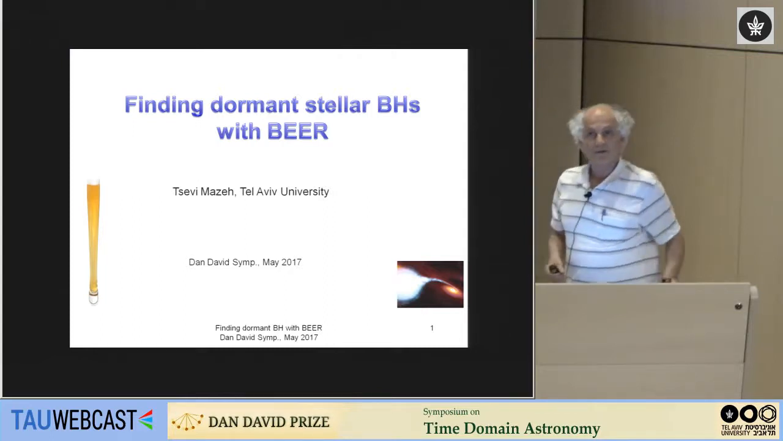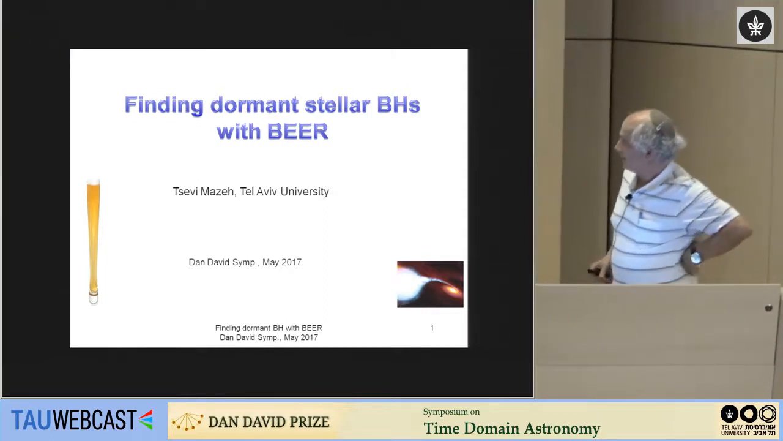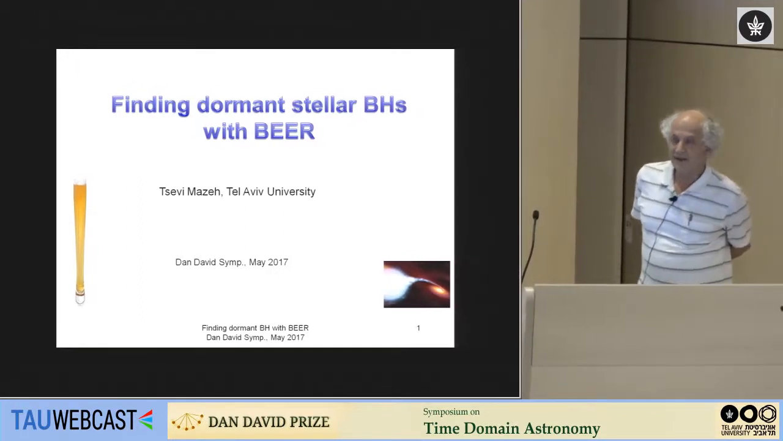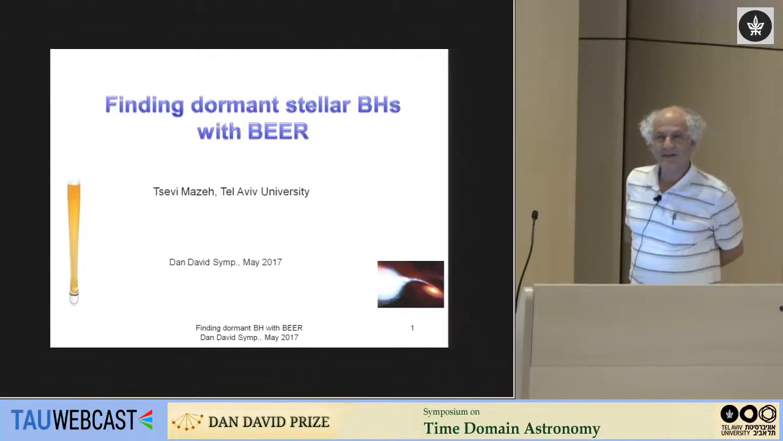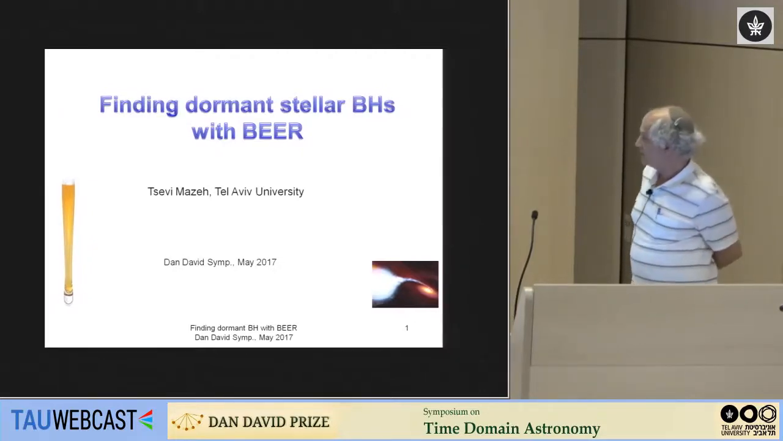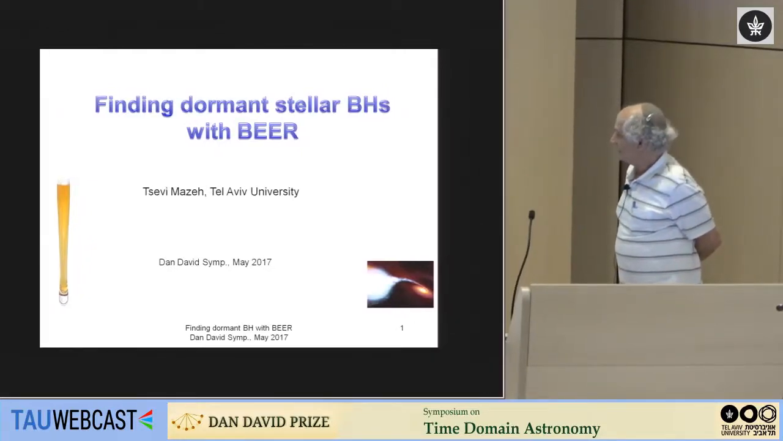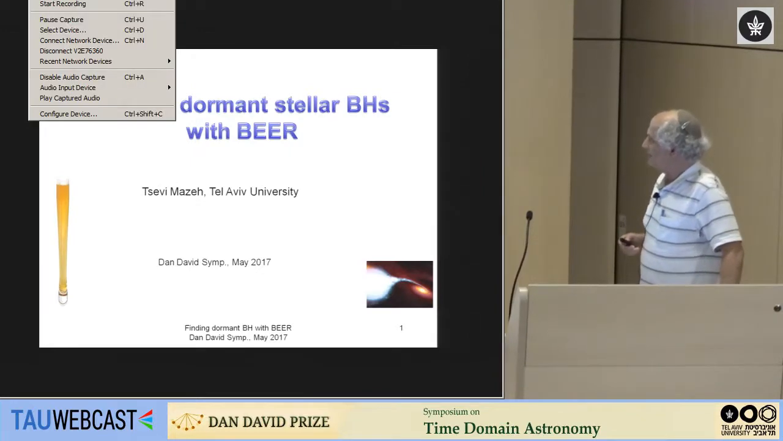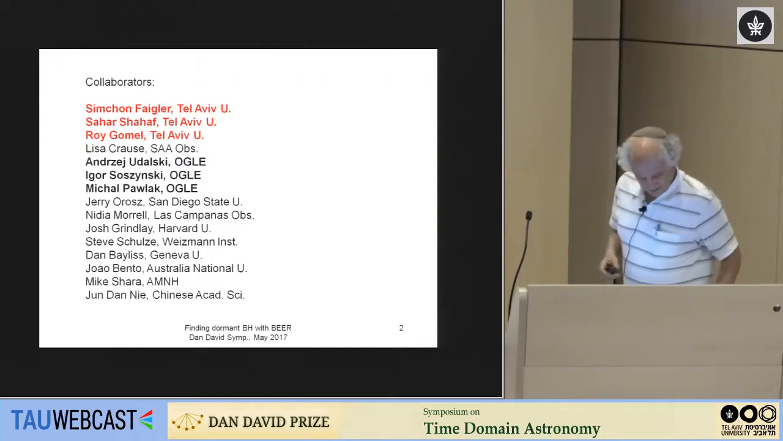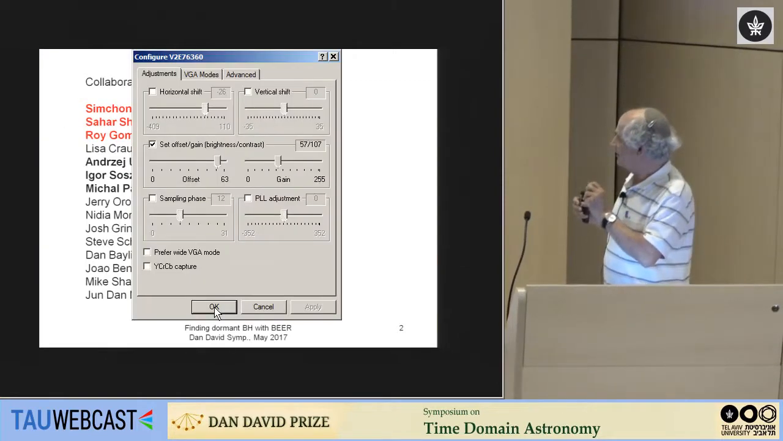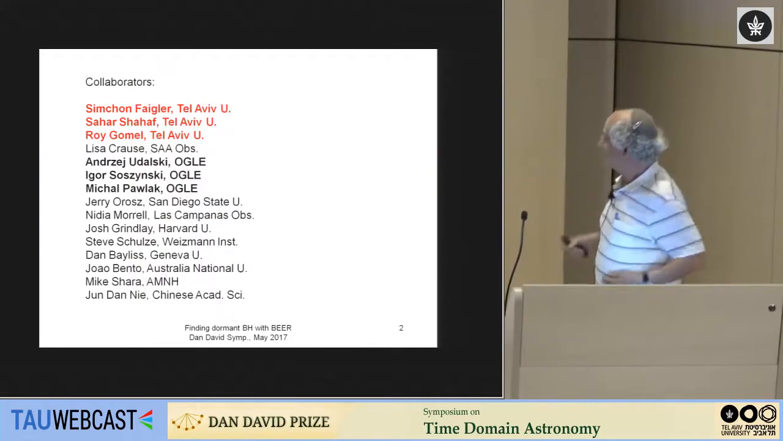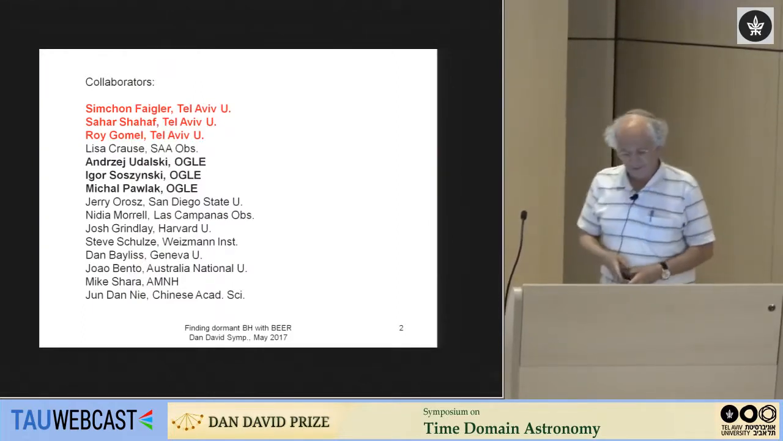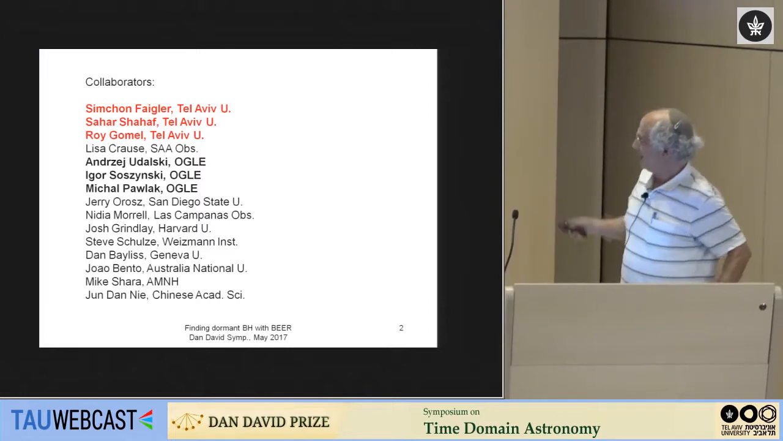Okay, so I would like to tell you about a new way to find black holes in binary systems, which I call dormant black holes. This is a project that I have many collaborators on, including 3 people in our group in Tel Aviv, Simchon, Sar, and Roy, and 3 people from the Ogle team, and many others.